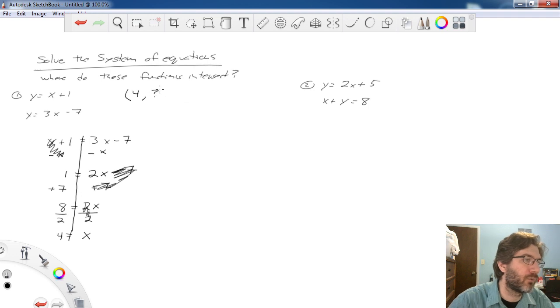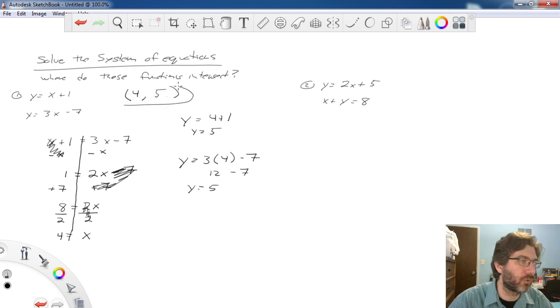However, I still don't know what my y value is. So I got to figure out my y value. And that's pretty simply done by taking your x value that you figured out and plugging it into one of these two equations. It doesn't matter which one. We'll go ahead and do both of them to show you that, but we have y equals 4 plus 1. In this case, you're going to get y equals 5. And in this case here, we would have y equals 3 times 4 minus 7. 3 times 4 is 12 minus 7, which is 5. So we still get 5 for both of them. So we know our y value here is 5. So where do these two lines cross? They cross at 4, 5.